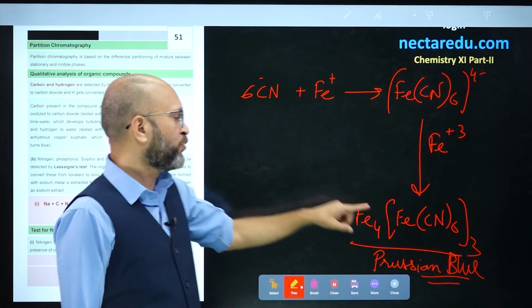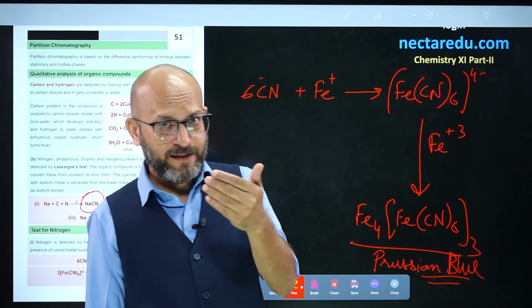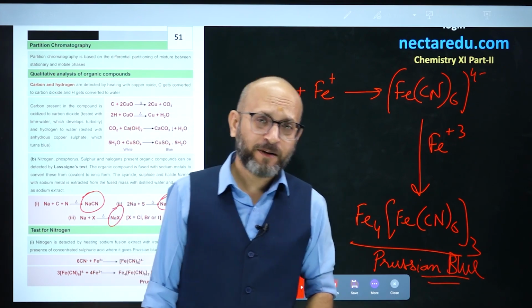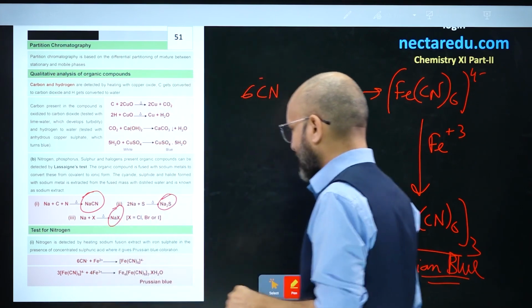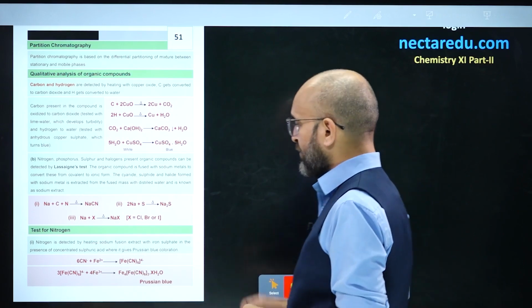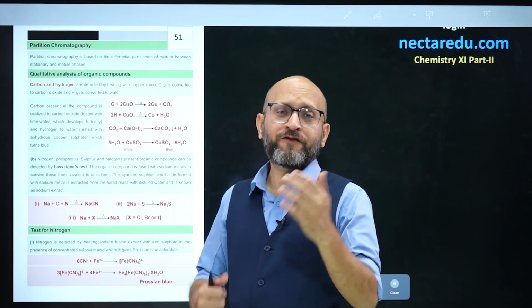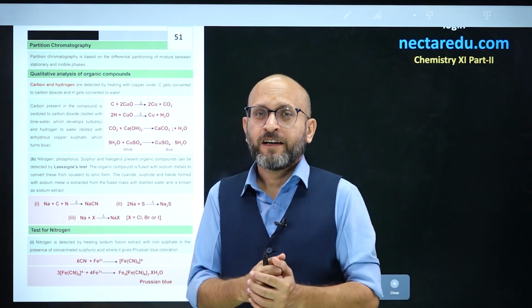If you are getting blue color, that means iron and nitrogen are present in the organic compound we were testing. All right. Next we will have the test for sulfur, and the test for halogens further.